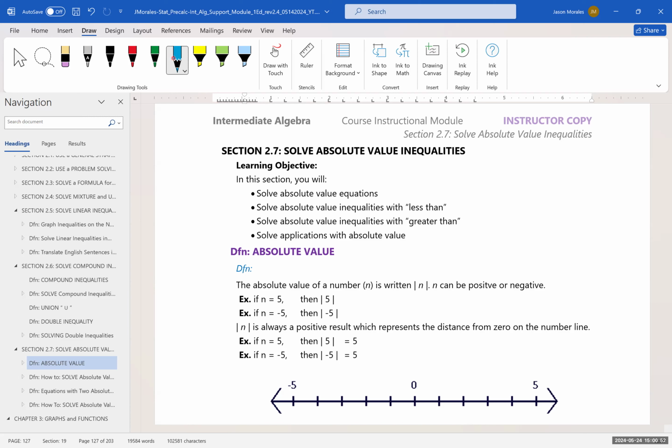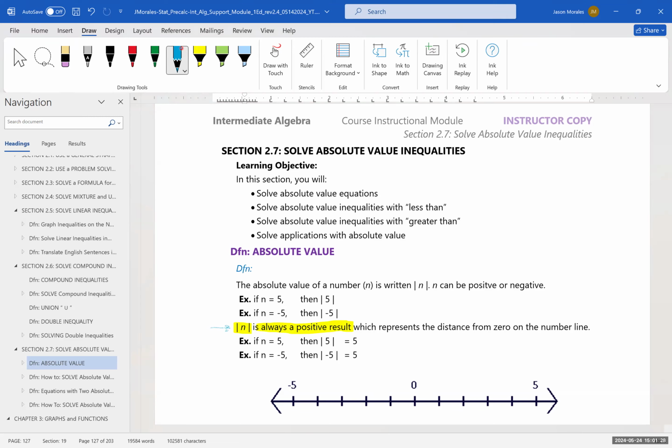N can be positive or negative. So if n is a positive number, if n equals 5, then you can write the absolute value of 5. If n is a negative number, then you have the absolute value of negative 5. The absolute value of a number is always a positive result, which represents the distance from 0 on the number line. So when I was in school, this is pretty much how I learned it.